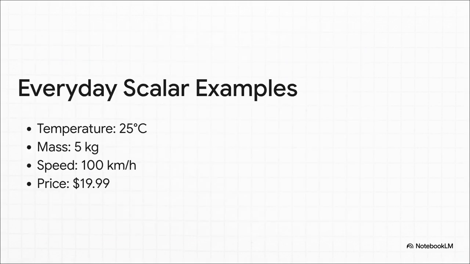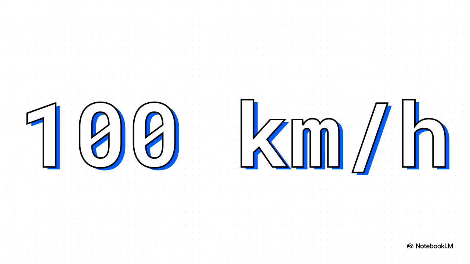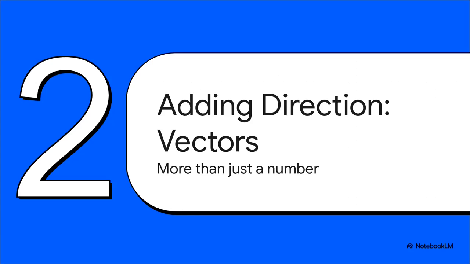And the crazy thing is, you use scalars constantly without even thinking about it. When you check the weather and see 25 degrees Celsius, that's a scalar. You weigh a bag of flour, 5 kilograms, also a scalar. The speed of your car, the price of your coffee, yep, all scalars. They all answer how much, but they never answer which way. And that question, right there, is exactly why we need to level up. To get that missing piece of the puzzle, we need to upgrade from a scalar to a vector.